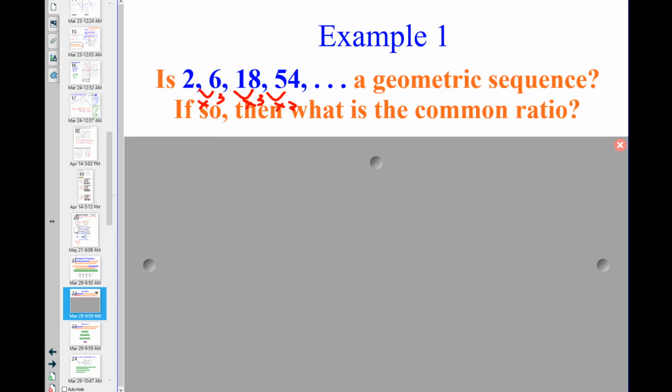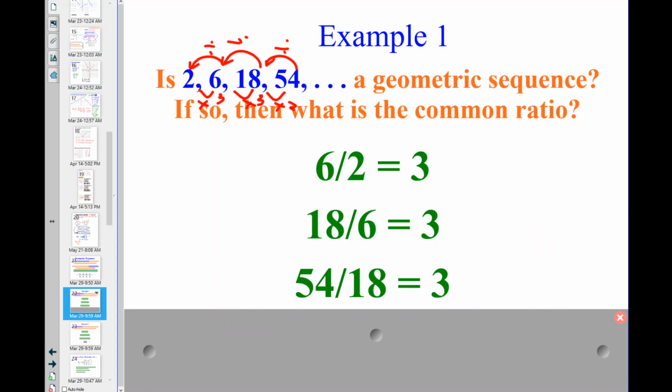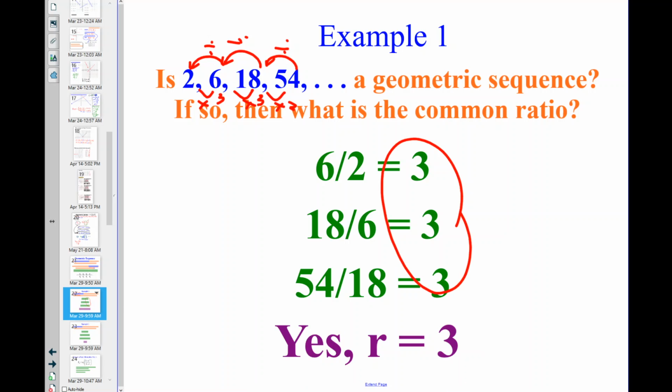But if you're ever not sure what the sequence is telling you, jump to the number in front and divide by the number before. What is 6 divided by 2? What is 18 divided by 6? When you divide, in each case, they each give you 3. Is that a common number? Are those all the same? Therefore, that's my common ratio.